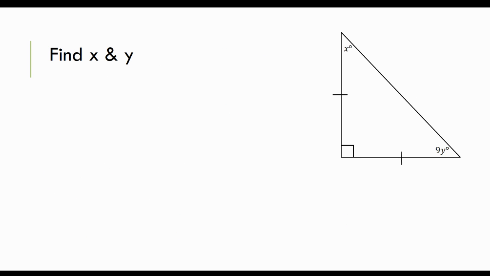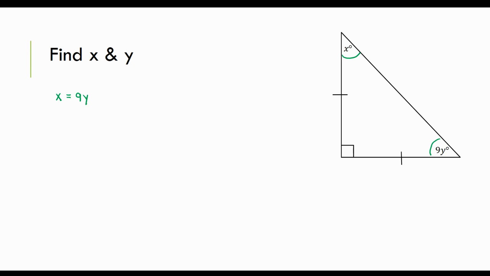All right, if I want to find both x and y, looking at this picture, x and y are being represented as angles. And in this problem, because two sides are congruent, then the angles directly across from them are congruent. So that looks like those two angles are congruent. So one equation is that x equals 9y. Because there are two variables, we have to come up with a second equation.